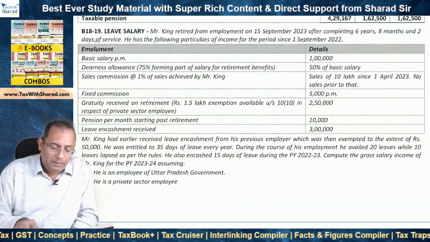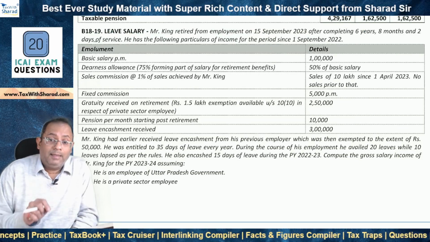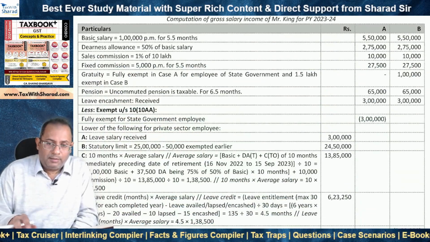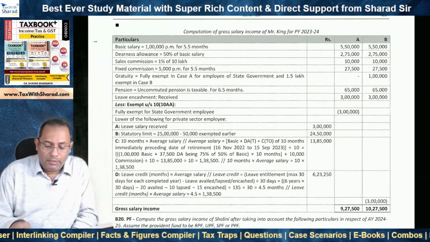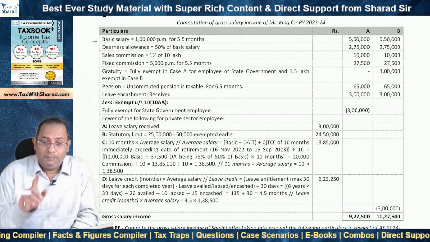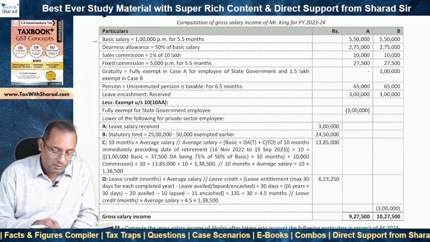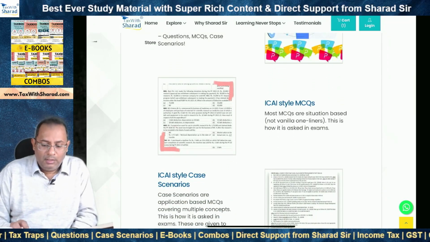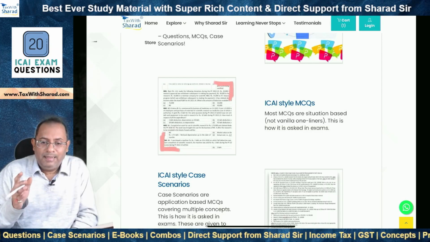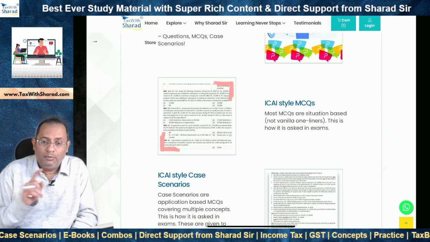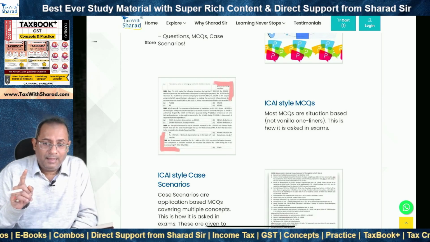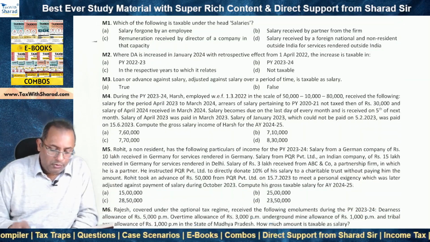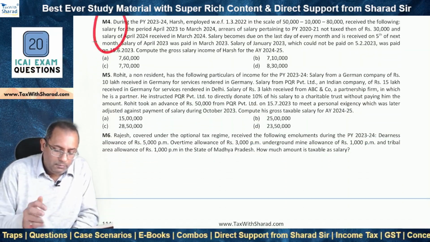So you basically need to solve these questions, hiding the answer. Solve the question first, and then you need to cross-check. And this also helps you because you also get to understand the right way of presentation, because presentation is also very important when you talk about exams. So huge question bank, ICAI style MCQs. So most MCQs in the ICAI exams are situation based. They are not vanilla one-liners. And they are given the same way in TaxBook Plus. So if you look at MCQs, they're all situation based.